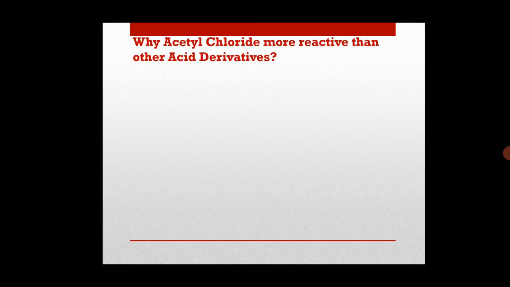Now coming to our actual question, why are acetyl chlorides more reactive than other acid derivatives? The reactivity order is acetyl chloride greater than anhydride, greater than ester, greater than amide. As we know, reactivity depends on two factors, electronic and steric. Now let us discuss the electronic factor first.